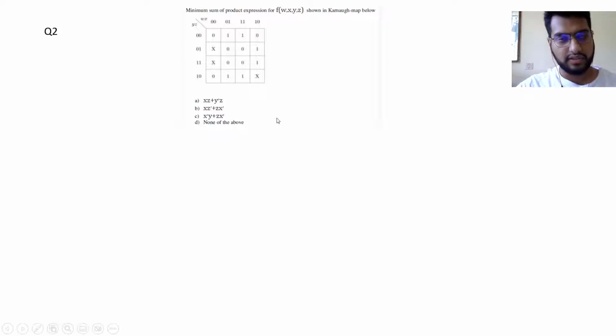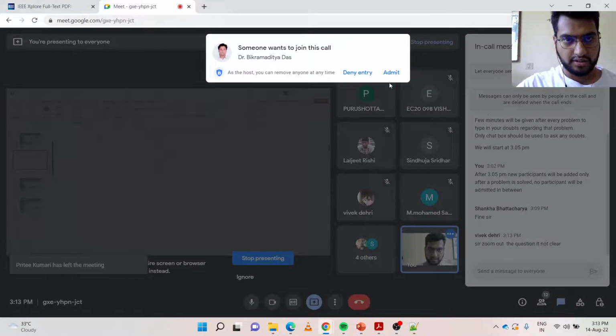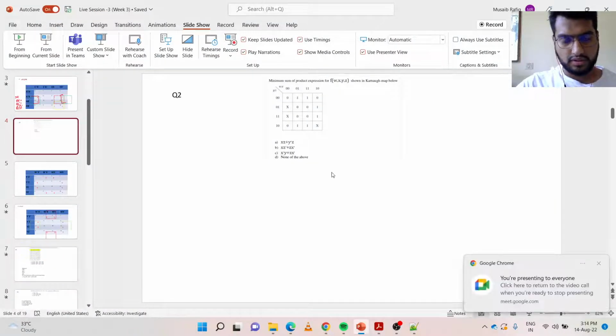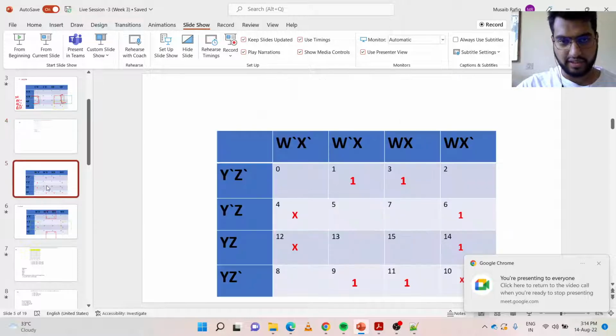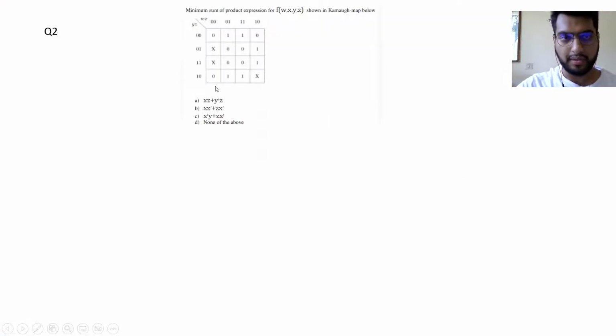So the question had given us this K-map and asked us to find the minimized expression. Some students are there, let me just admit them first. Someone has mentioned the question is not clear, so I'll just show you this figure. Don't worry about that. The question has given us this K-map with some don't care conditions, and we have to find the minimized expression.